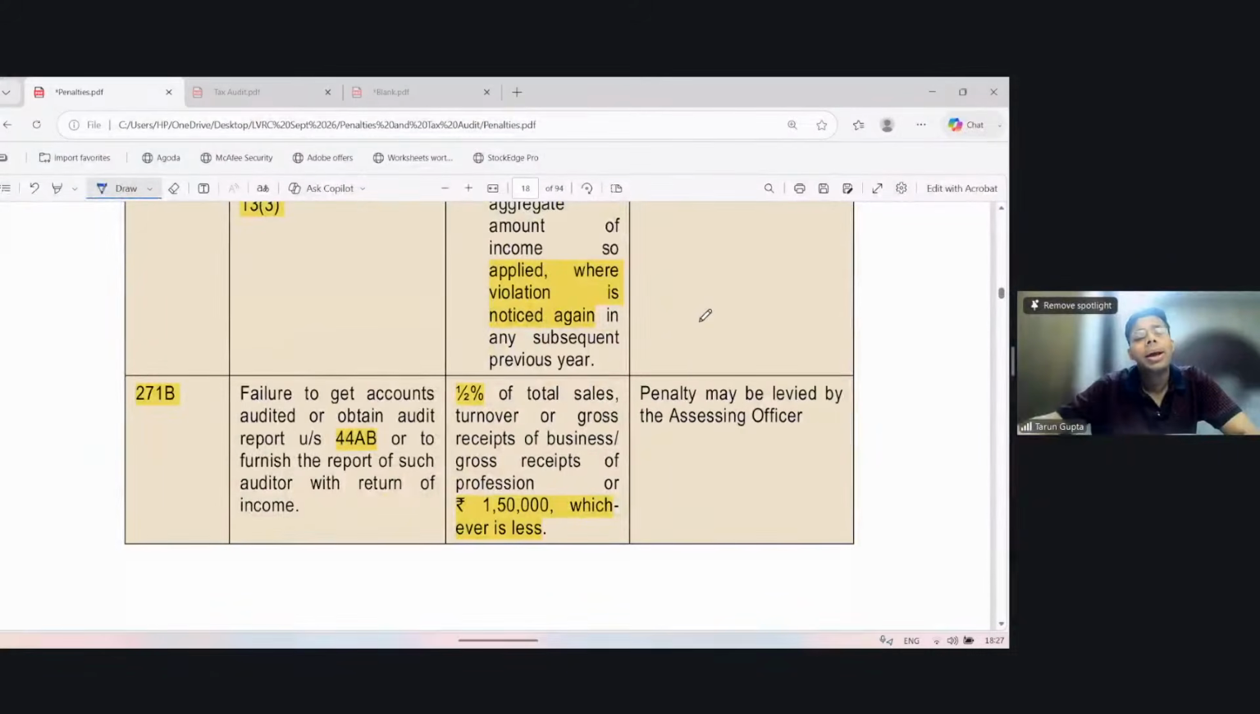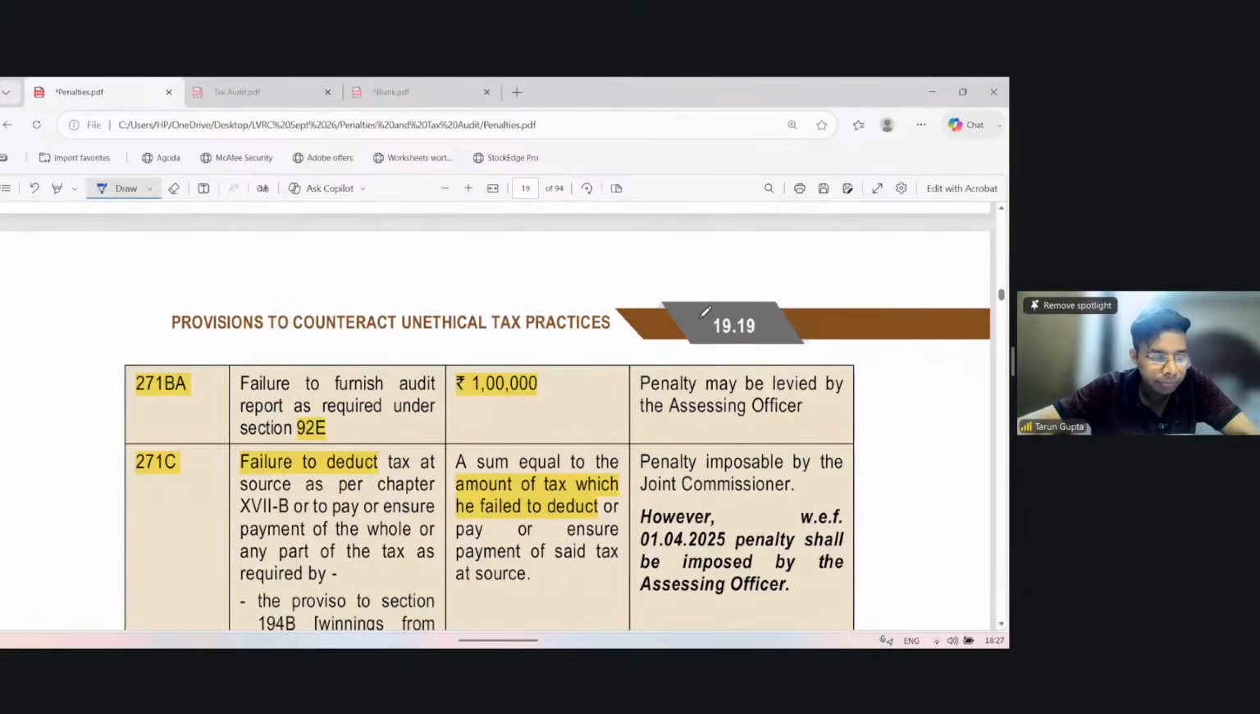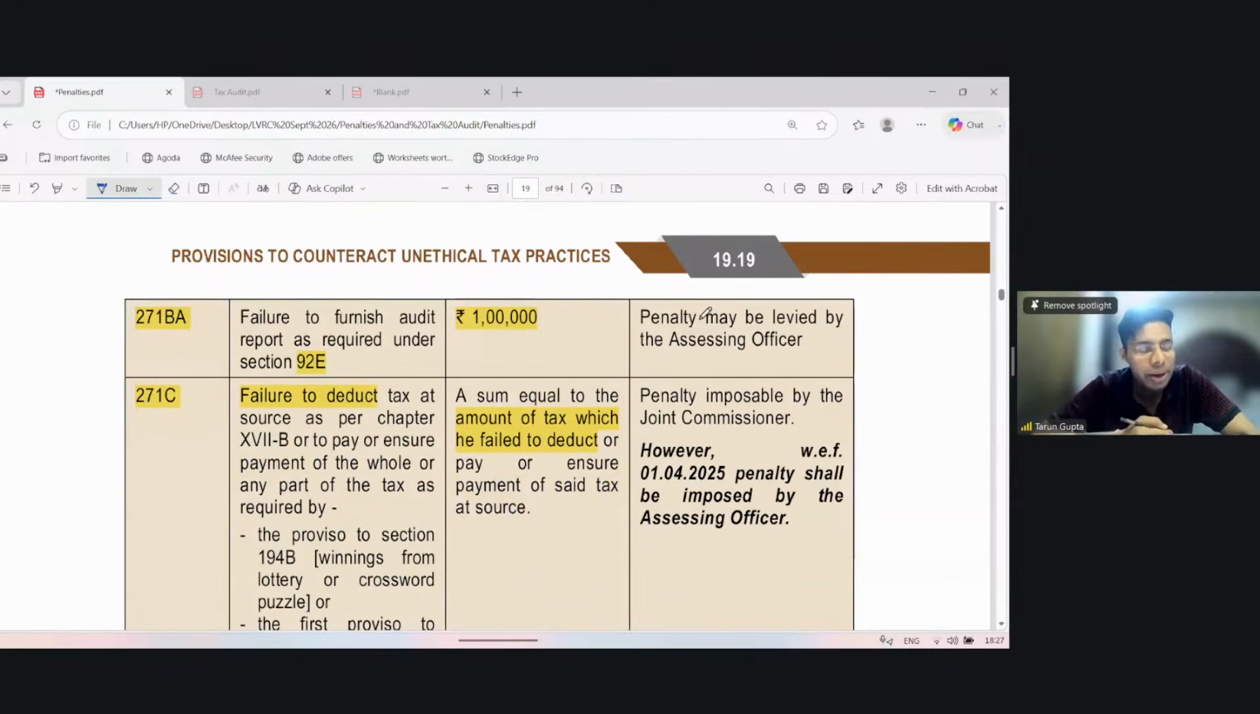271B is a penalty for failure to get the books of account audited as required in section 44AB. The penalty is 0.5% of the turnover or rupees 1,50,000, whichever is less, meaning the maximum penalty is 1,50,000. 271BA: failure to furnish the TP certificate under section 92E. The penalty is 1 lakh.